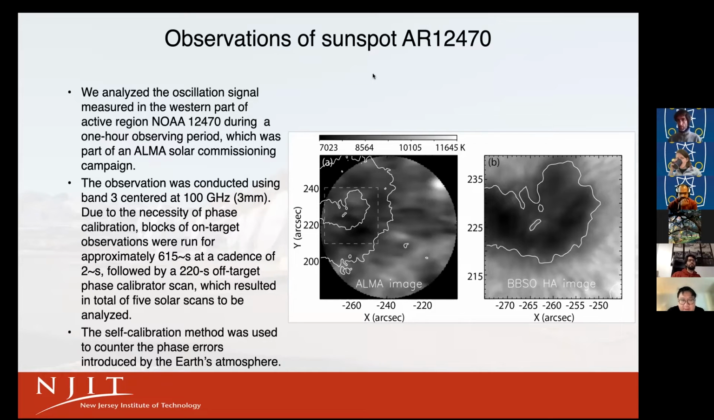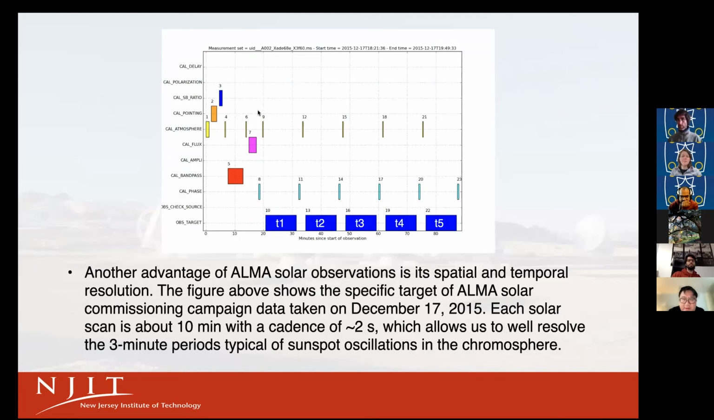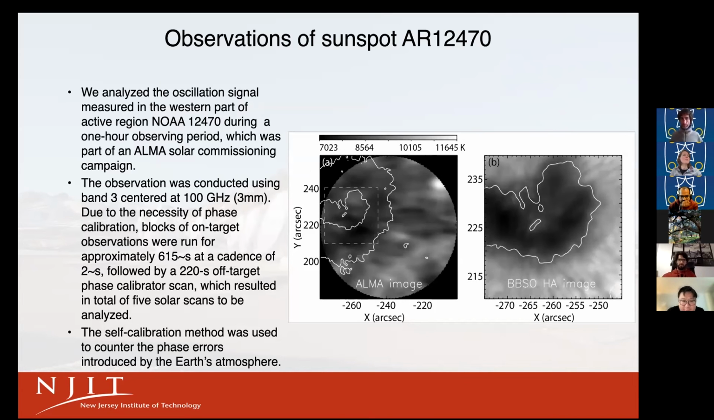And due to the necessity of phase calibration, we have this block on target observations that ran for about 10 minutes at a cadence of 2 seconds, followed by 220 seconds of target phase calibration. So that's why you can see all these gaps. Basically, these are the phase calibrations necessary for the solar observations. We also apply the self-calibration method so that we can counter the phase error introduced by the Earth's atmosphere.